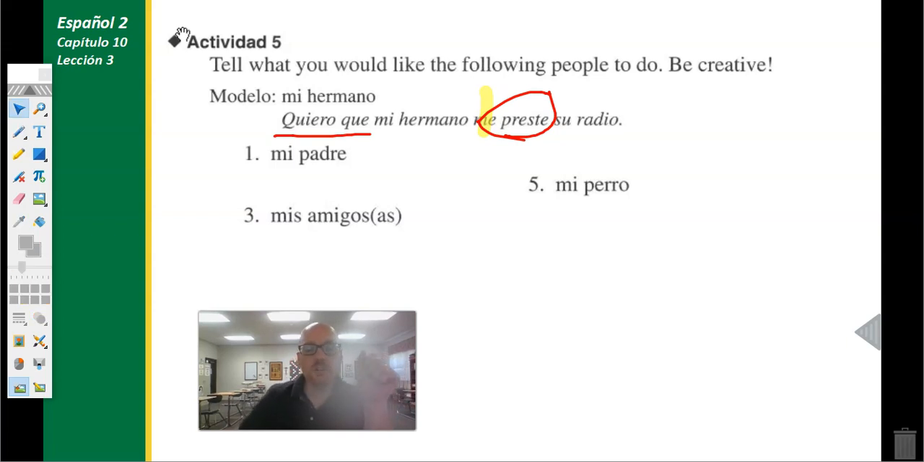All right, I'd like you to do 1, 3, y 5. Come up with a good suggestion for each of these. What would you like mi padre, my dad, to do? What would you like mis amigos, my friends, to do? What would you like mi perro to do? You can start each of these with quiero que, I want. And then put the person's name, or who the person is, mi padre, mis amigos, whoever that is, and then what it is you want that person to do, and make sure to use the subjunctive. All right, go ahead and pause the video, get those 3 sentences written, and then we'll take a look at those here in just a second.